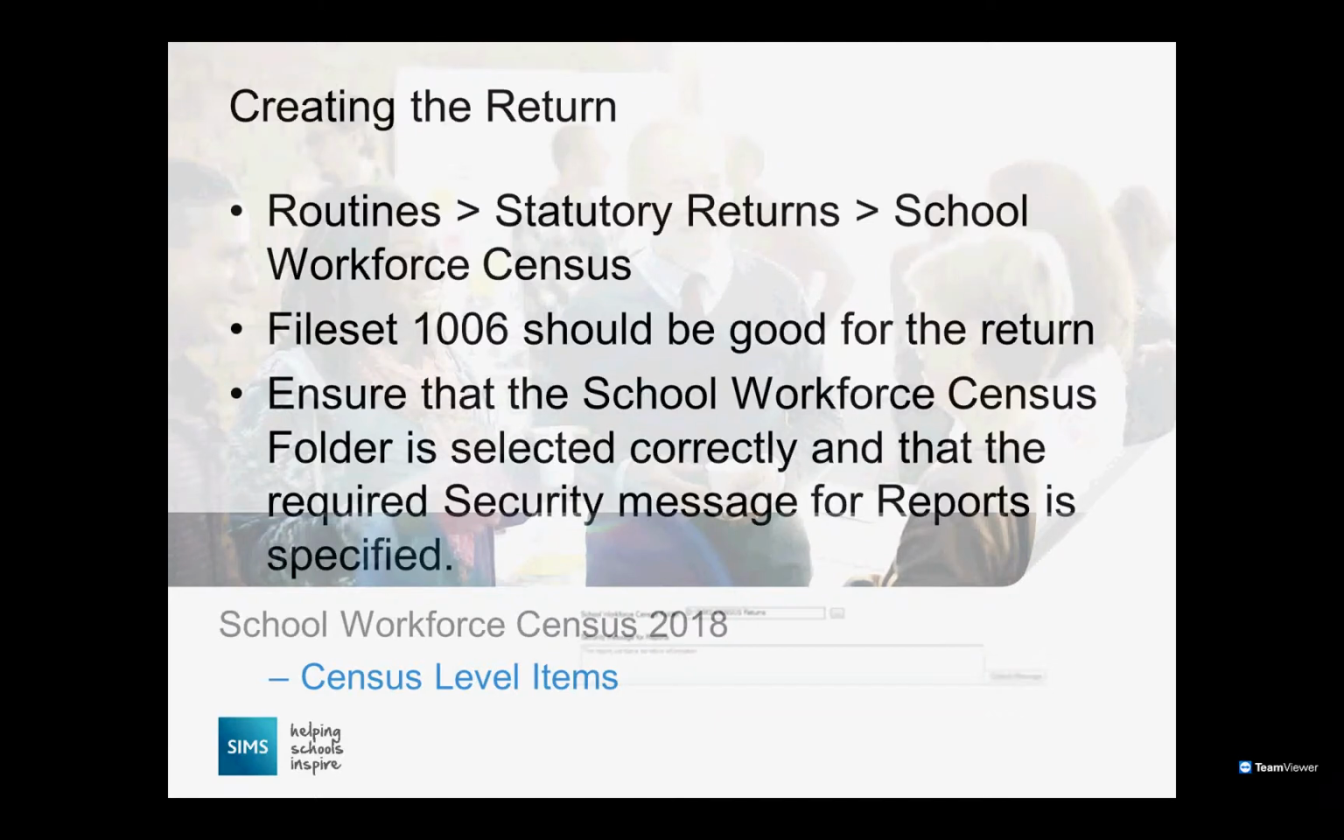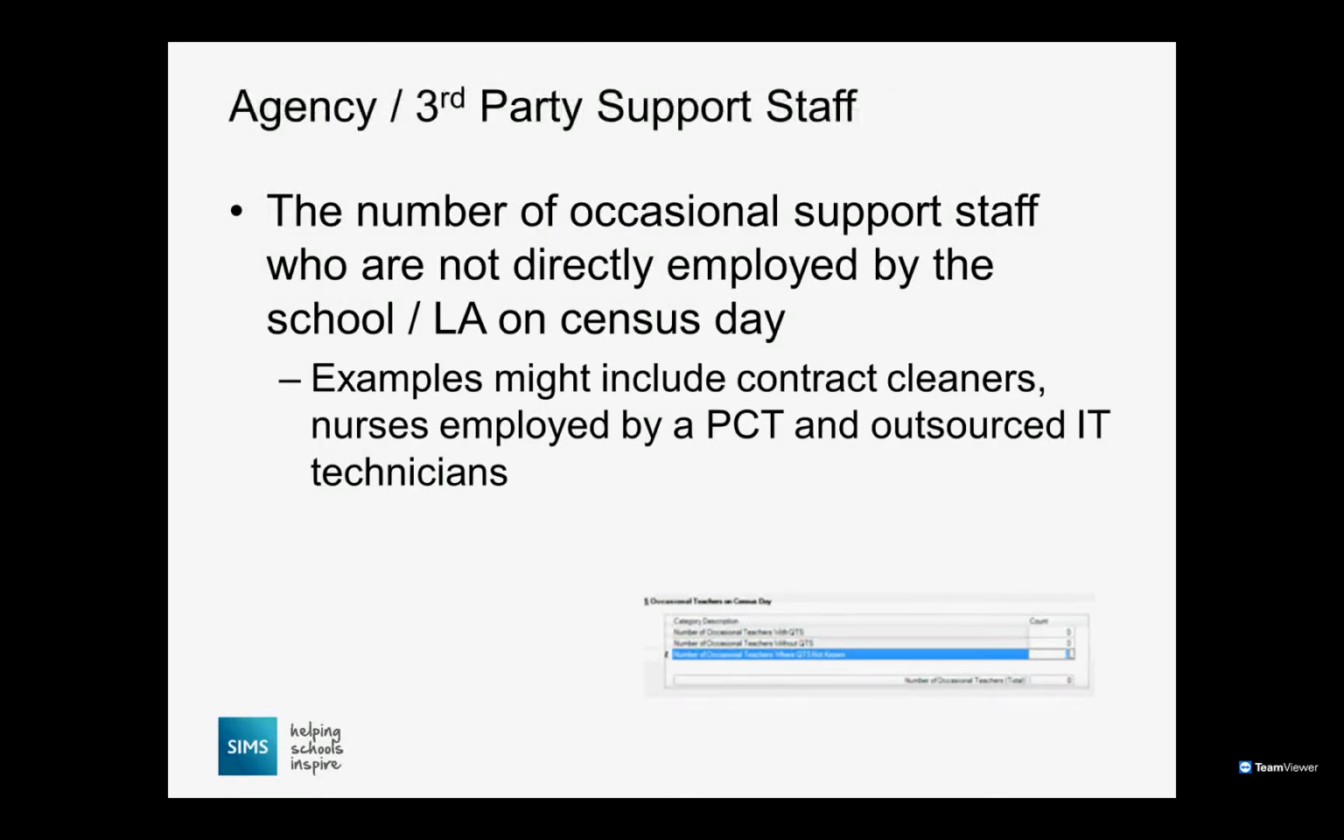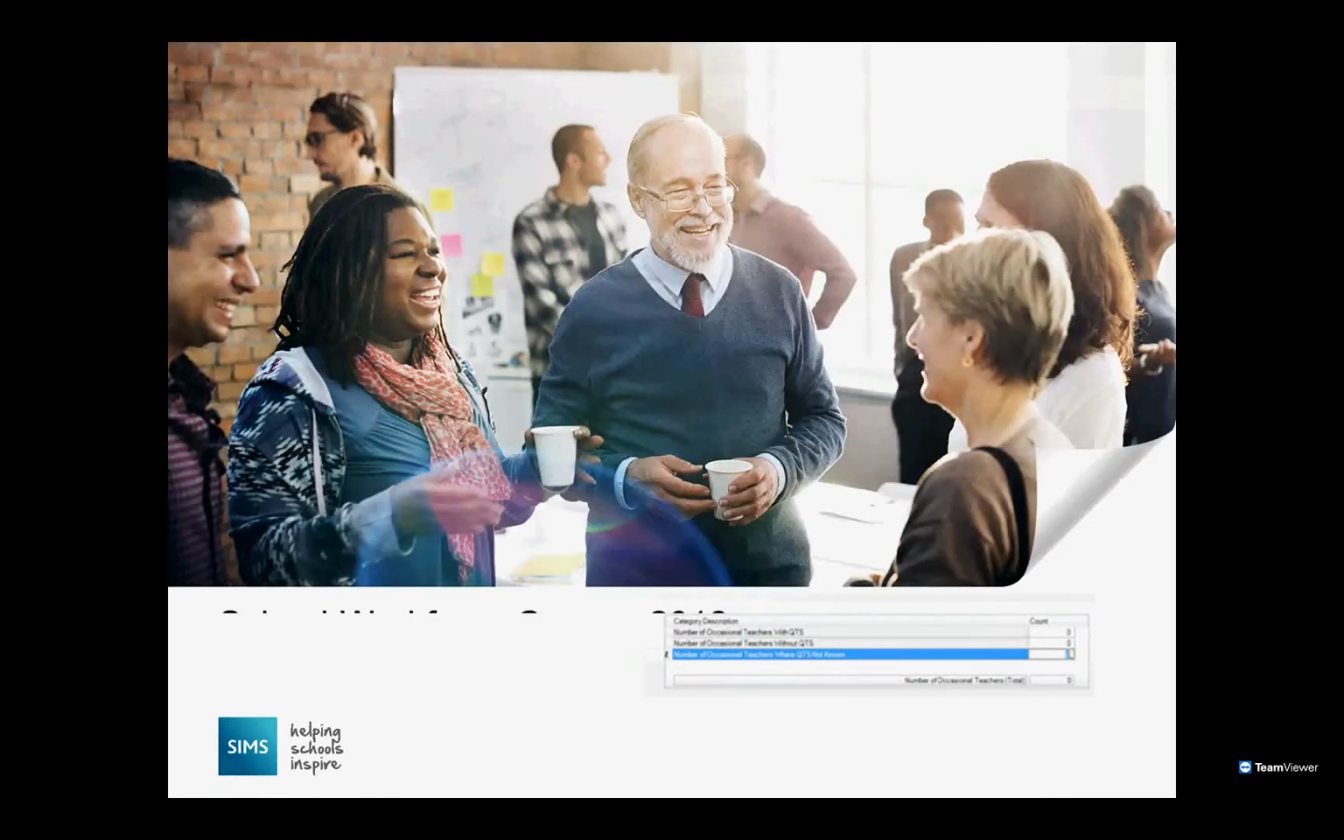We're then counting occasional teachers, so basically supply teachers from outside the school with qualified teacher status and without qualified teacher status, and for those that you don't know the status of, it's just a head count of the number of supply teachers you had in school on the census day. Then it talks about agency and third-party support staff, so IT technicians, contract cleaners, and so on. People who are in your school, but not directly employed by the school. So it's just a head count of additional members of staff.